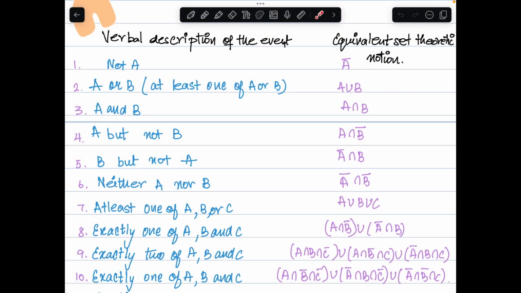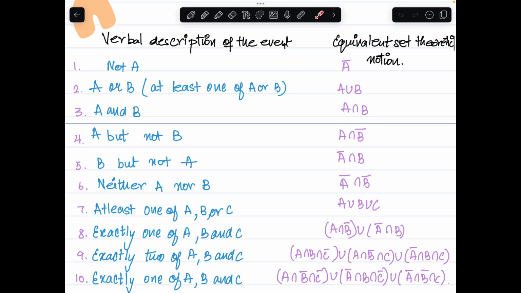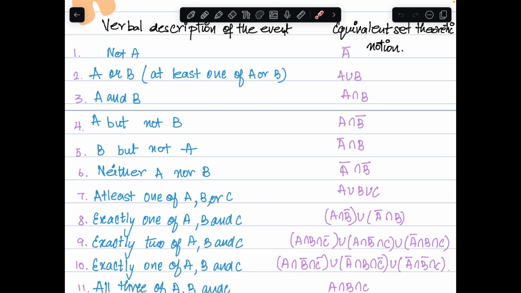Hello everyone. So in today's session I will be continuing with probability and I will be dealing with verbal description of an event and equivalent set theoretical notion along with conditional probability. Now it's very important as in probability most of the questions come as word problems and we are unable to write the words into mathematical form, and thereby it creates a problem for us to identify which theorem or which law we are supposed to use. Let us start. So let us quickly go through this.